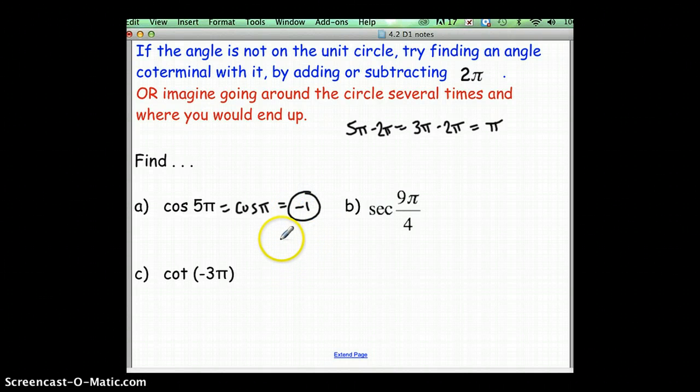You can always find a coterminal angle if you don't see the angle on the unit circle.